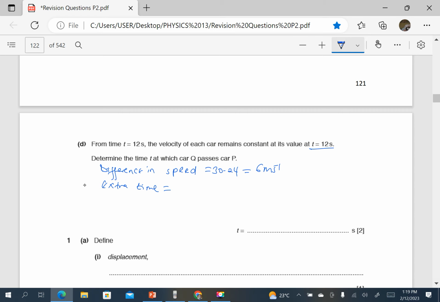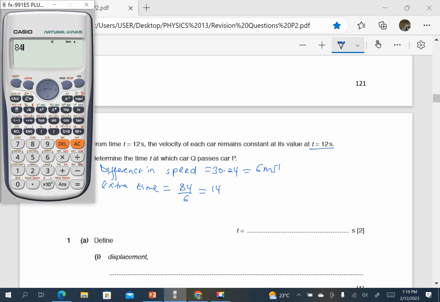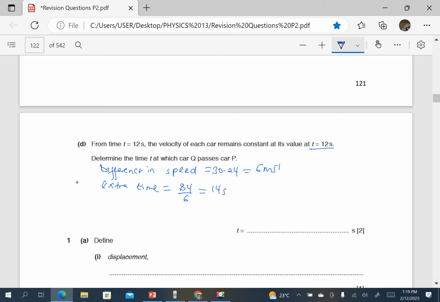is going to be equal to the difference in the distance between the two cars over the difference in the speed. The extra time is actually, I think, 84 over 6. I think that is 14 seconds. That is the extra time.